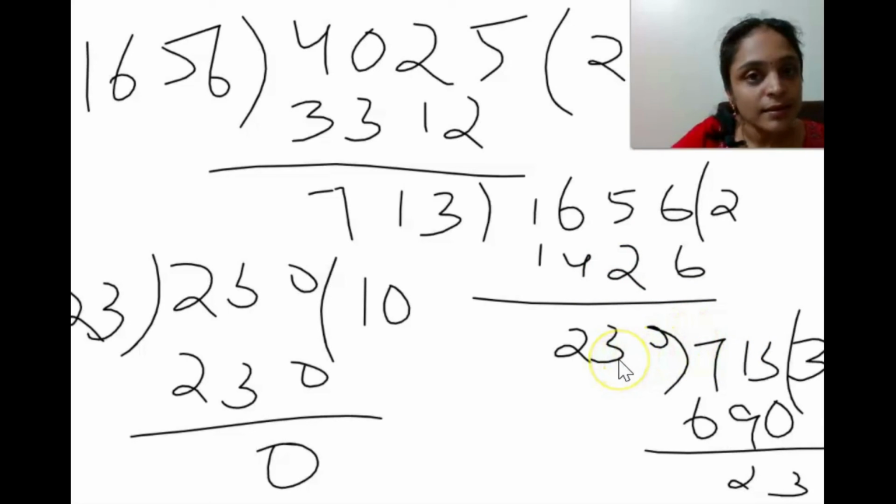Now 230 becomes the divisor and 713 is the dividend. So 713 by 230 is 3 and 230 into 3 is 690. 713 minus 690 is 23. So 23 becomes the new divisor and this 230 becomes the new dividend. And 23 will go in 230 10 times and 0 is the remainder, which means 23 is the HCF of 1656 and 4025. Understood.